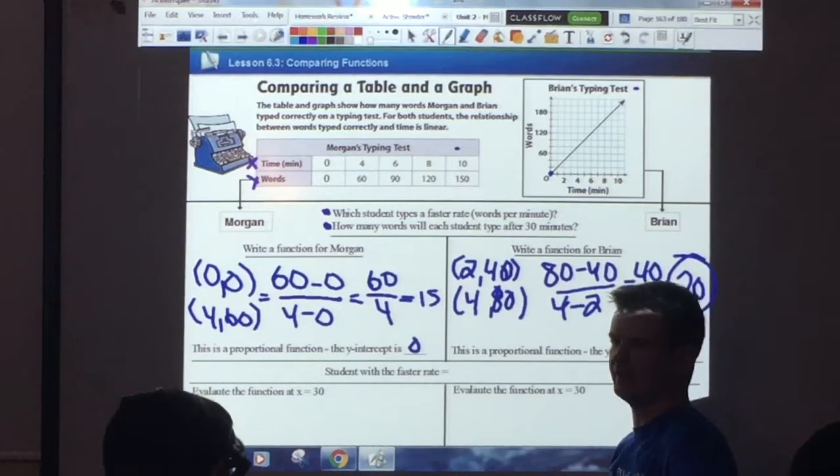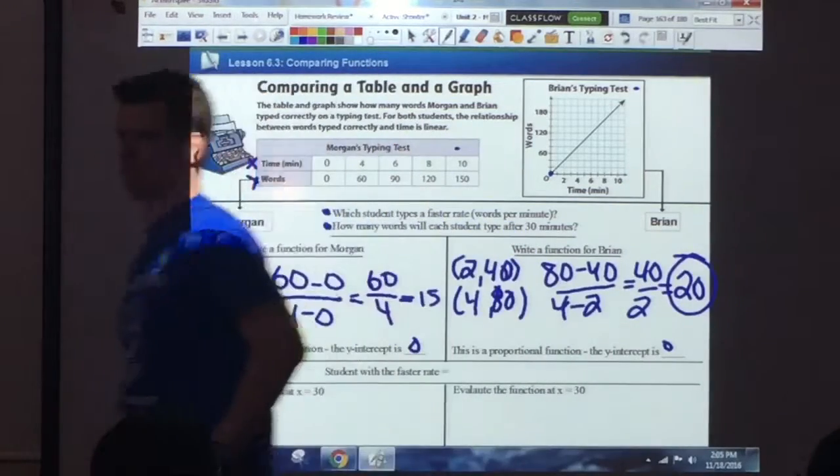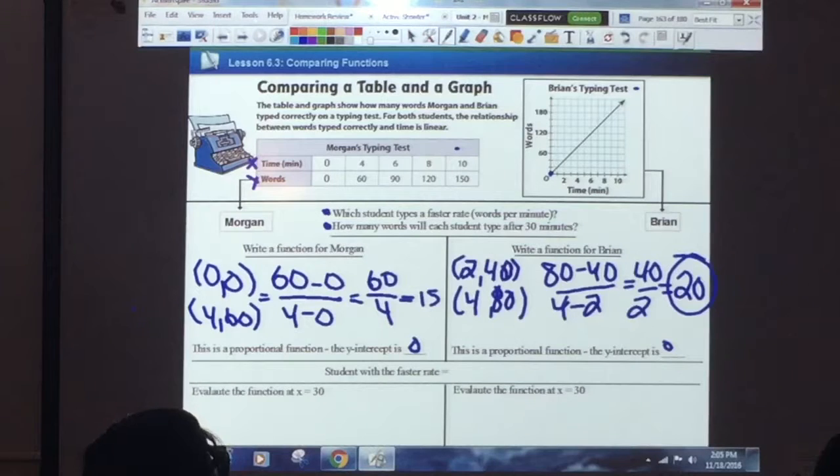Who types at a faster rate? Brian types at a faster rate because 20 is greater than 15.